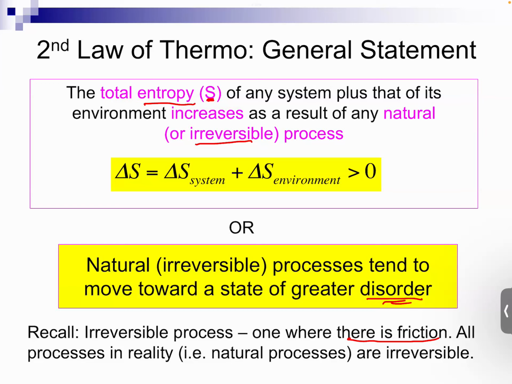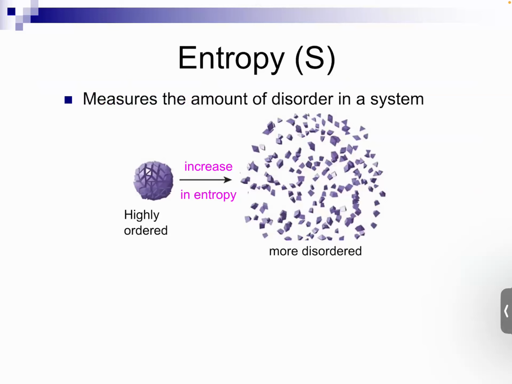All natural processes tend to move towards a state of greater disorder. And so entropy, we can define entropy as the measure of the amount of disorder in a system. It tells you how orderly or disorderly a system is.